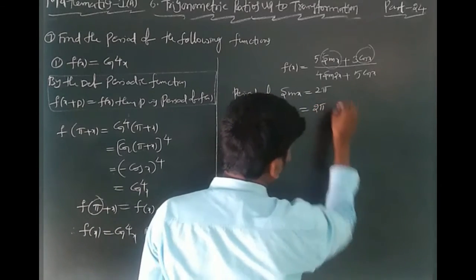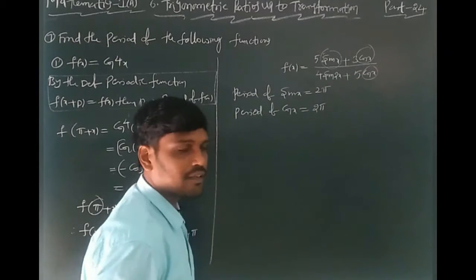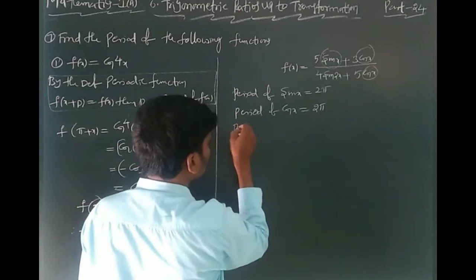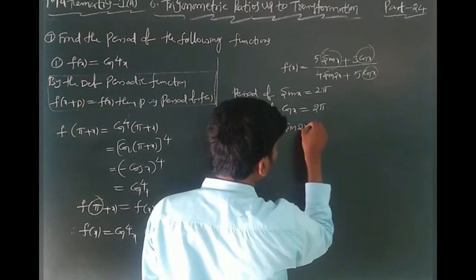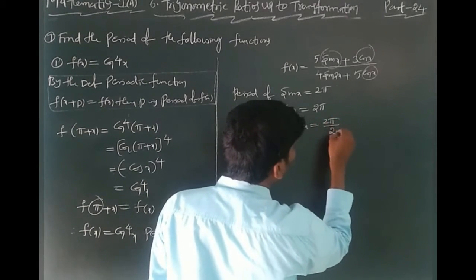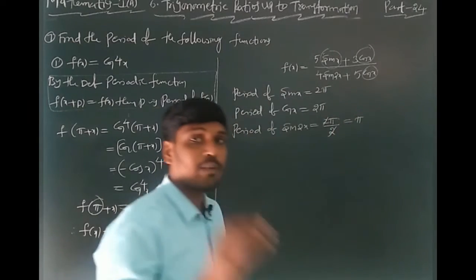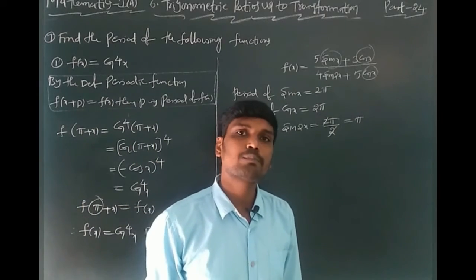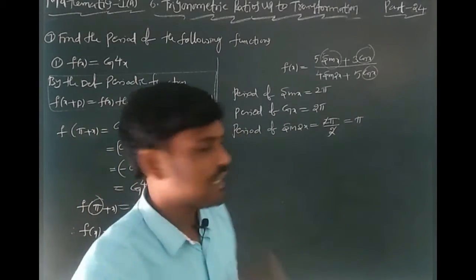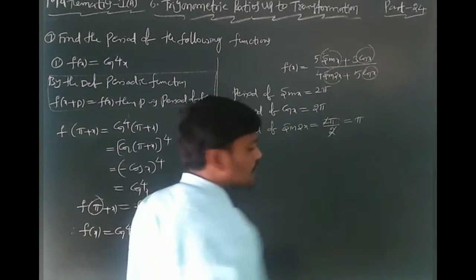The period of cos x is also 2 pi. Next, the period of sin 2x. The period of sin 2x is 2 pi by a, which is nothing but 2, with the 2 cancelling, pi. Already explained in exercise 6B period problems: what is the period of sin of ax plus b? 2 pi by mod a. You can use this formula. Here, all the function periods are completed.